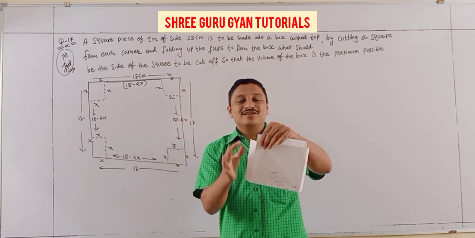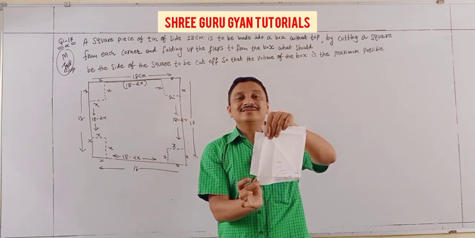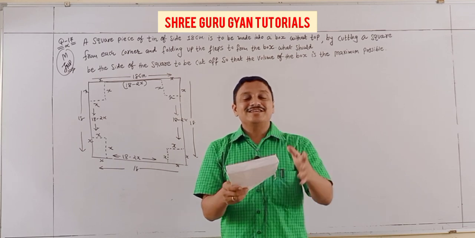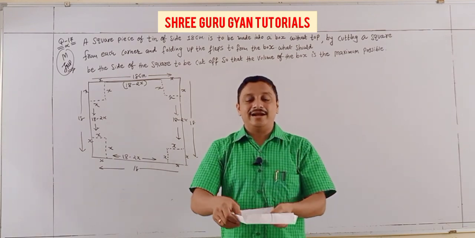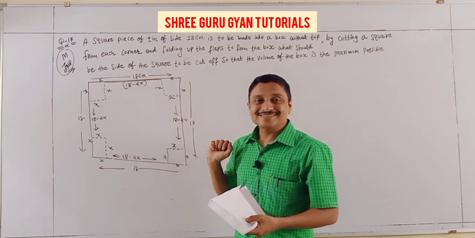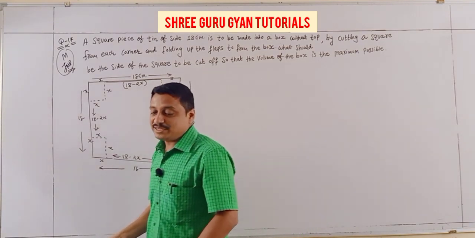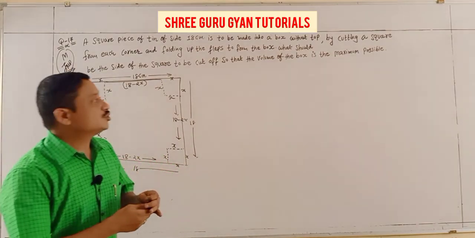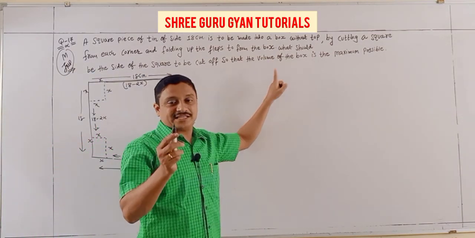Same here: 1x here and 1x gone, so it is 18 minus 2x. It means length, breadth and height. This is your height, it is your x. Very easy. Now I start my solution, going ahead to find when the volume is maximum.